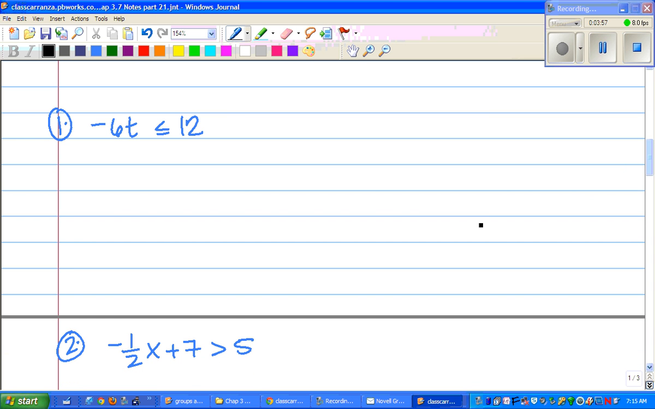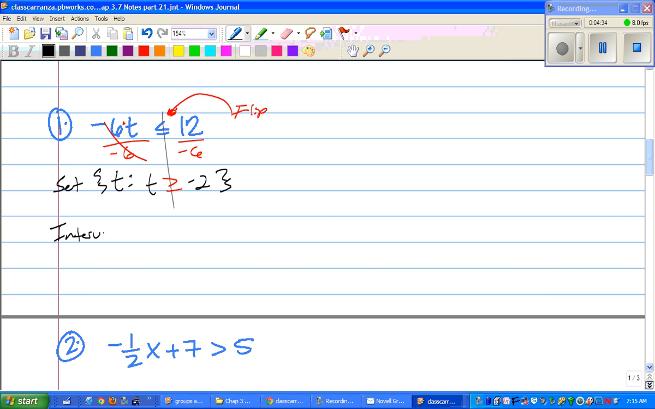All right, example number 1. To solve for t, right now is division, so we want to do the inverse. So we are going to divide both sides by negative 6. We're left with t, negative 2. We just divided by a negative, so we have to make sure to flip the sign. Okay? So writing that in set notation, that's all you have to do. We still need to do interval. Before we do interval, let's draw the graph.